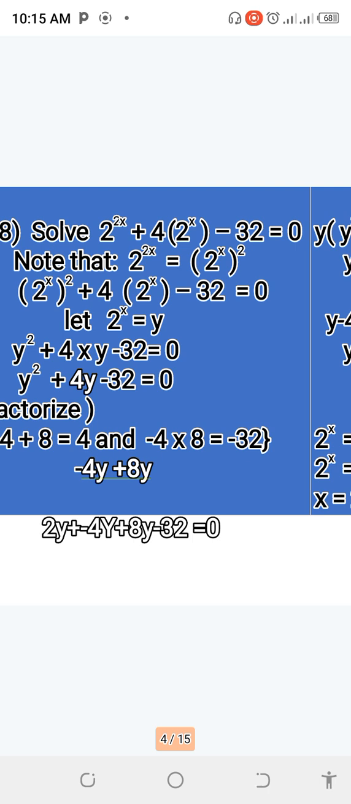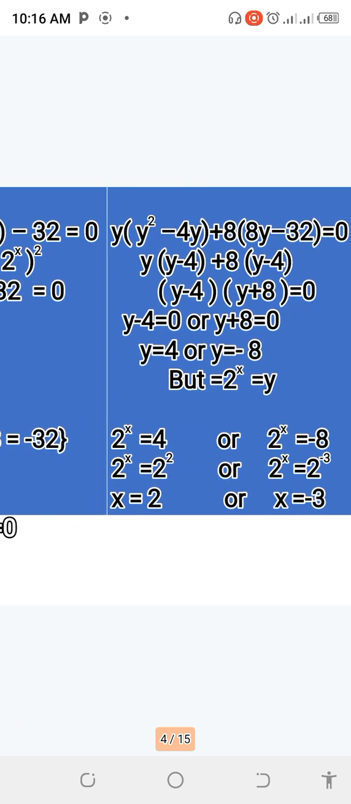So what we need to do here is to factorize. We do what they call factorization by grouping. This one now is called a trinomial. We are going to factorize by grouping. We bracket the first two and bracket the last two, and factorize. When we do the bracketing, what we have is y squared minus 4y as one set, then the next set is 8y minus 32 is equal to what? 0.